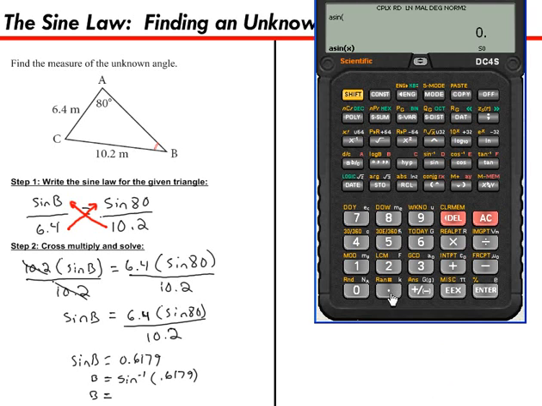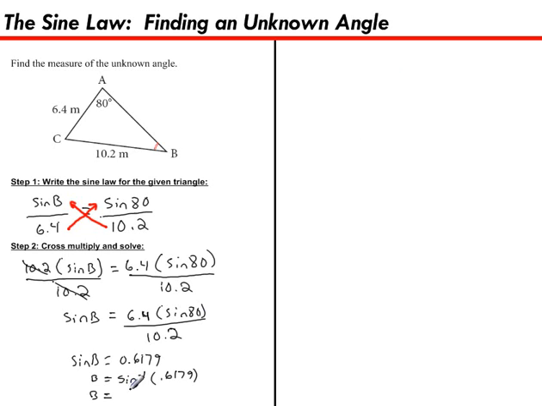Then I'll punch in my number, 0.6179. Then I hit enter. And this is my answer in degrees, 38. We'll say 38 degrees. So angle B is equal to 38 degrees. And that is an example of how you would use the sine law to find an unknown angle in a triangle.